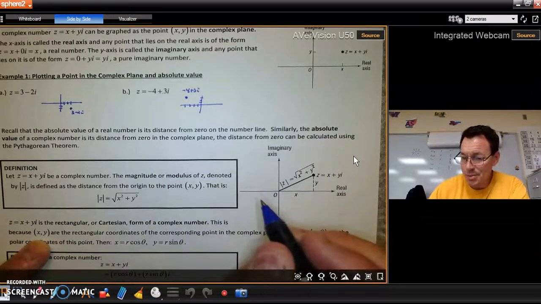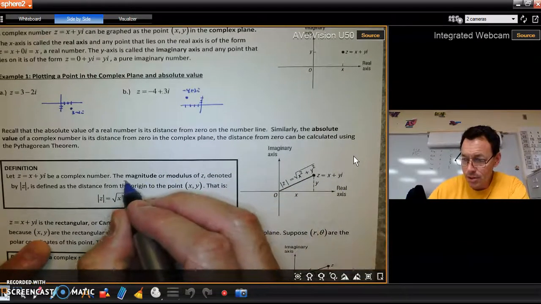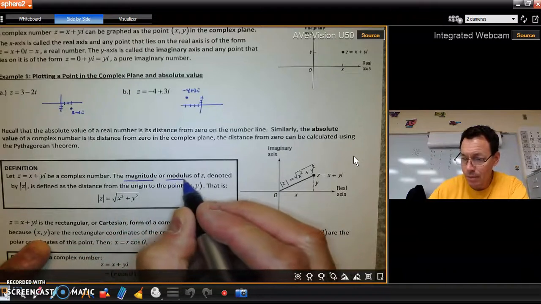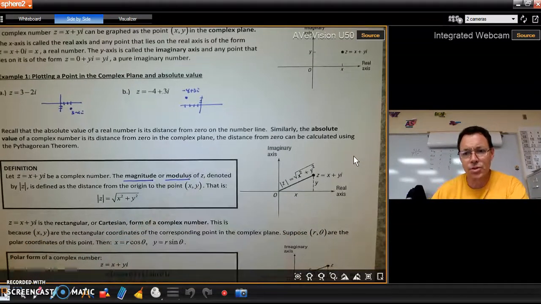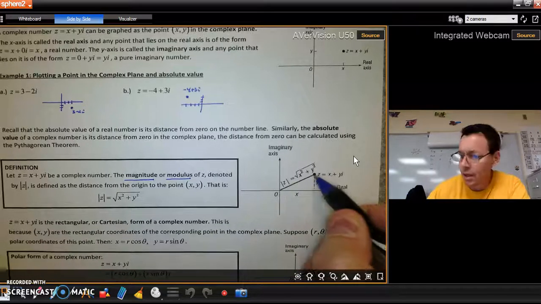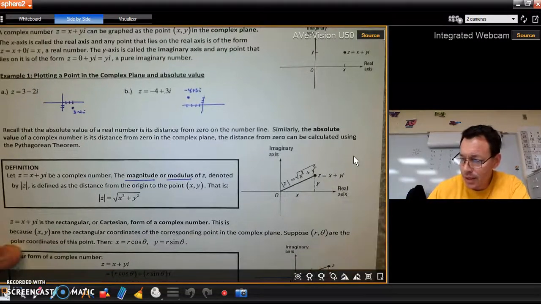For complex numbers, absolute value has a different name. It's also called the magnitude or the modulus. Okay, I would usually use magnitude. Magnitude, how strong is it? How far is it? Okay, so that is what that is.